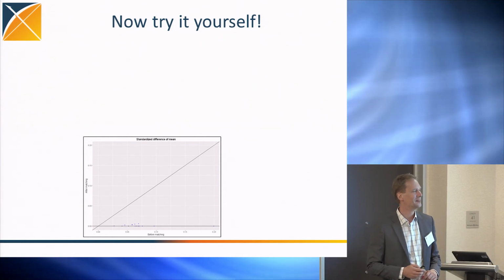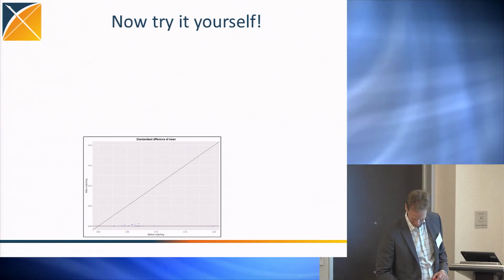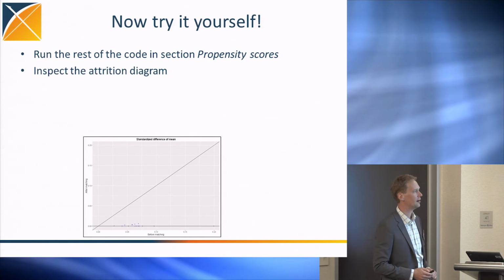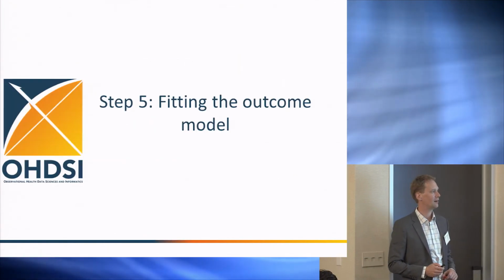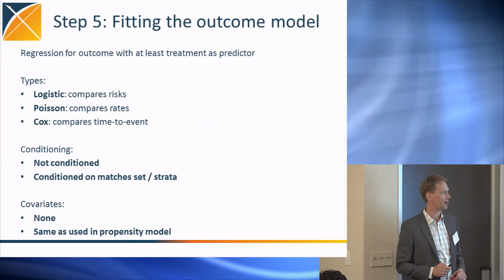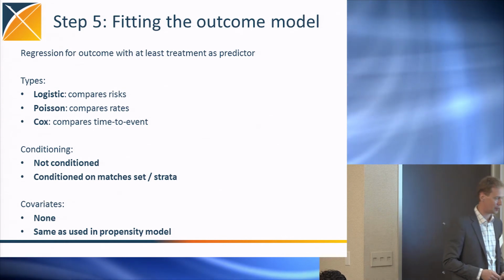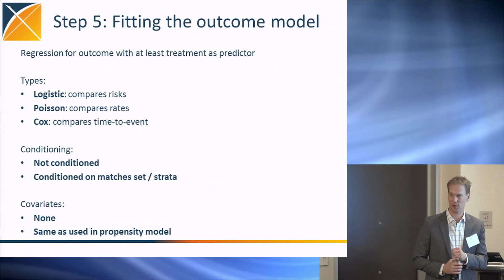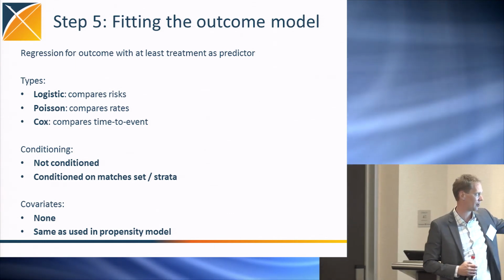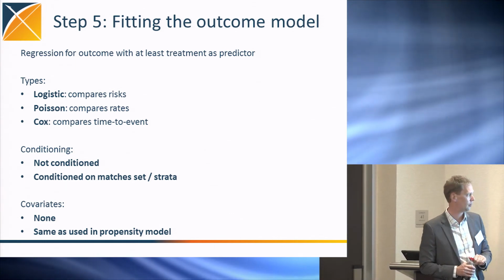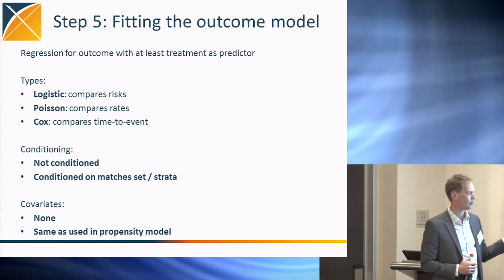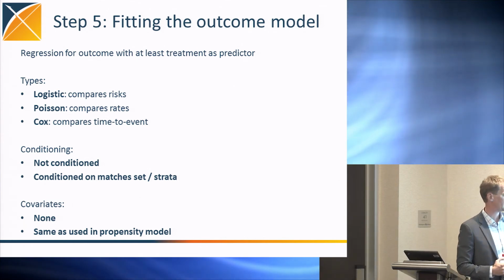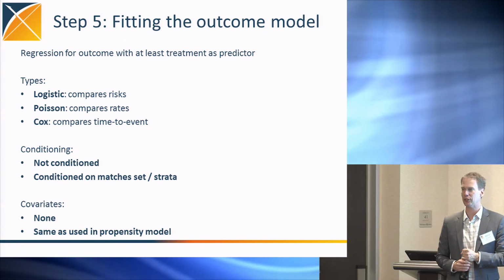Sorry, I'm going to skip ahead even more because we have 3 minutes left. The last step is fitting the outcome model, where we have a couple of options that Patrick already explained, the different models. You can choose between logistic, Poisson, or a Cox model. An important feature is that you can choose whether or not you want to condition on the strata.